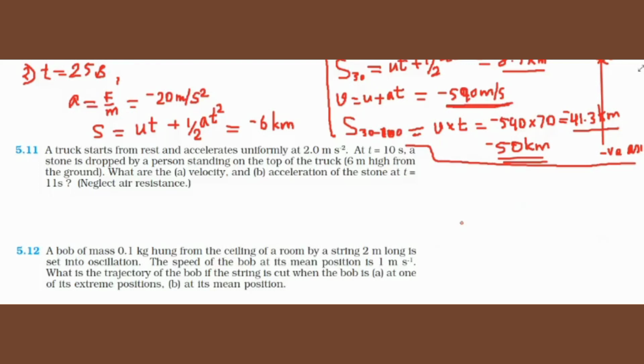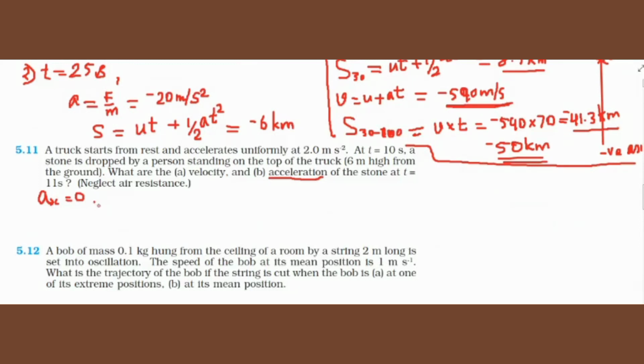From the height 6 meter from the ground, what are the velocity and acceleration of the stone at t equal to 11 seconds? Okay, first think about the acceleration first. Once the stone is dropped, once it is detached from the truck, there is no horizontal acceleration, it is just like a projectile. So ax is equal to 0.